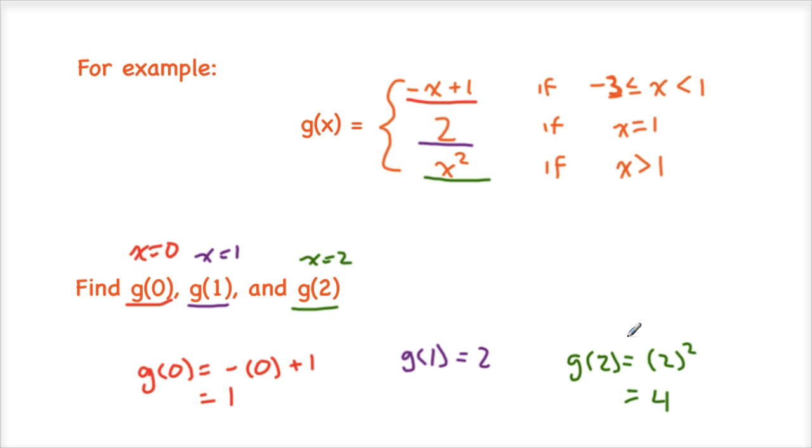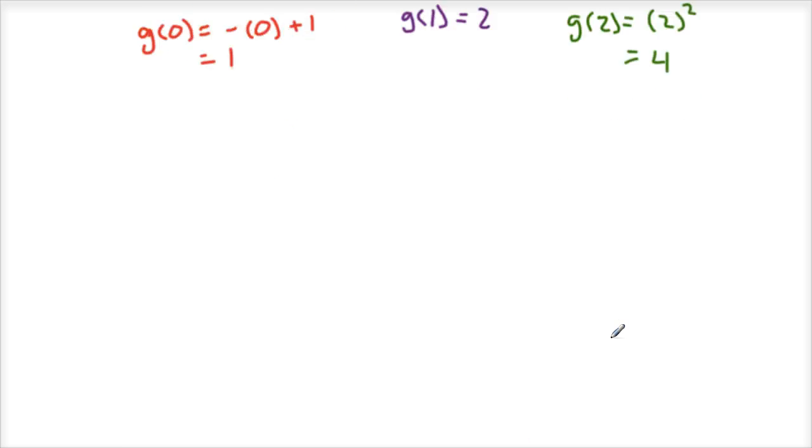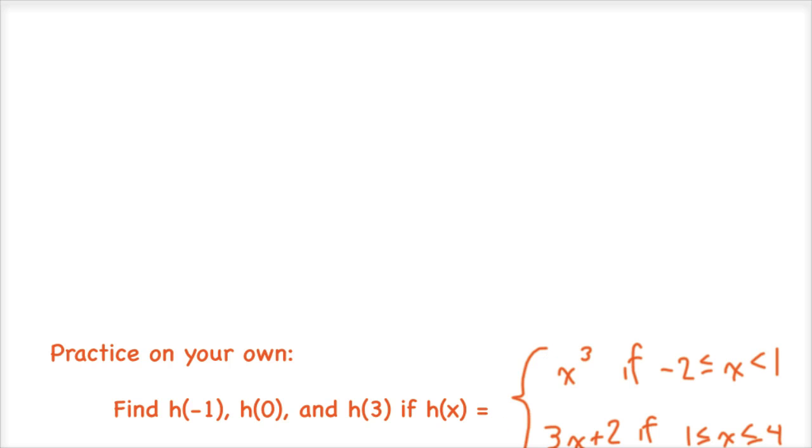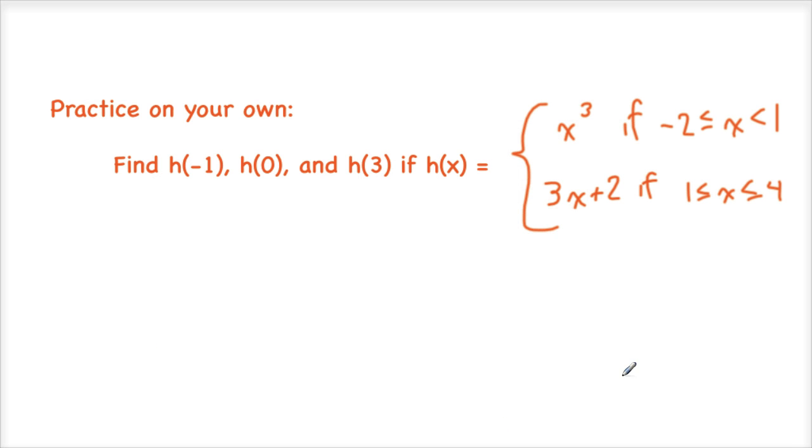Okay? So we'll leave it off there. We'll give you this one to practice on your own if you'd like to and bring it into class tomorrow. So find h of -1, h of 0, and h of 3 if h of x is defined as this piecewise function. All right, you can bring this to class.